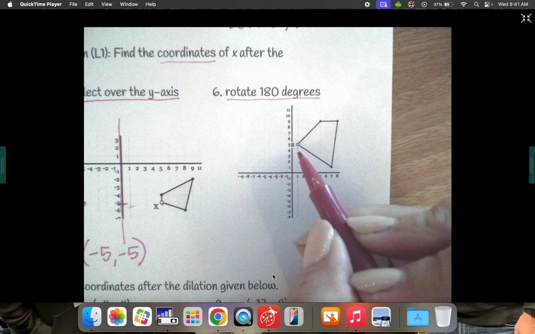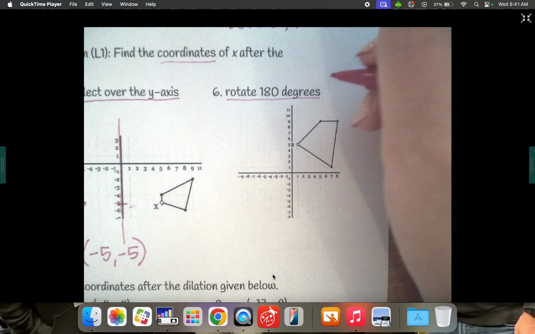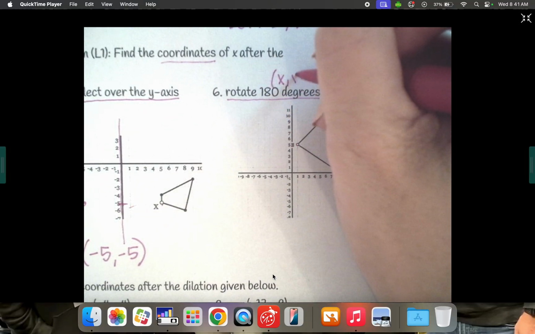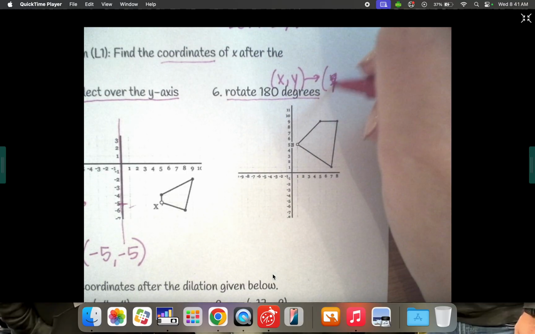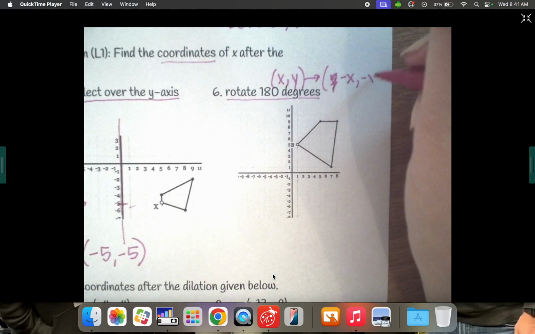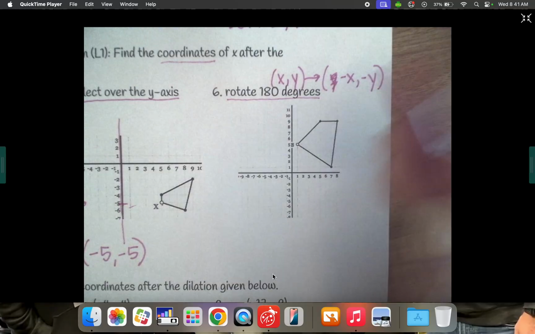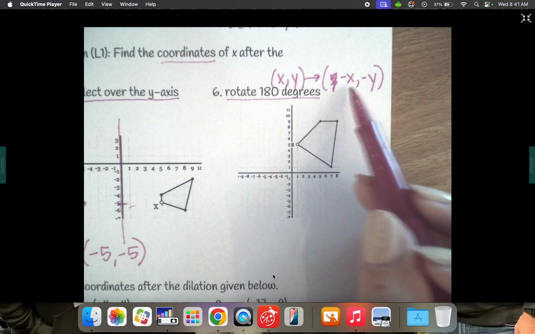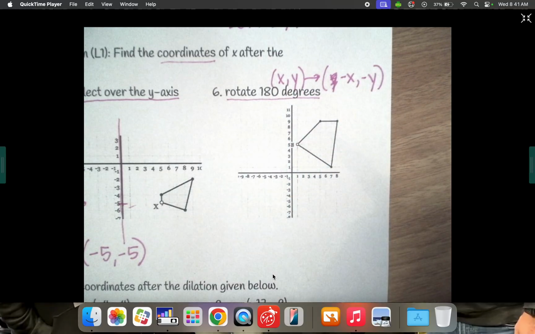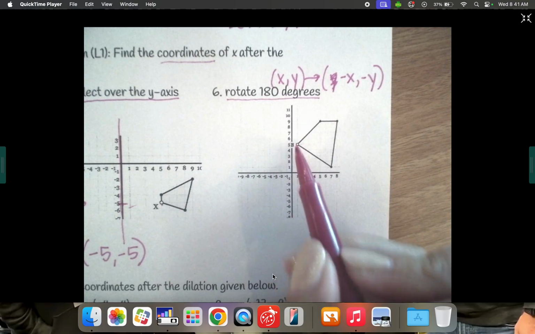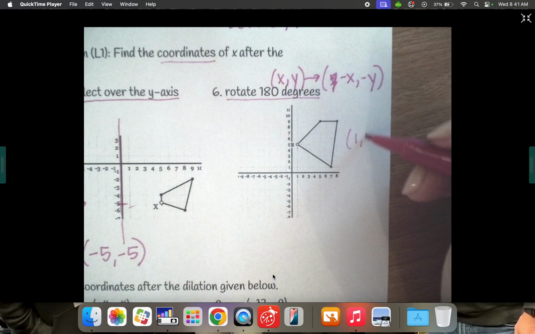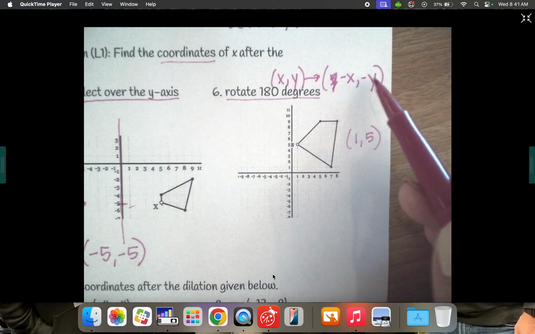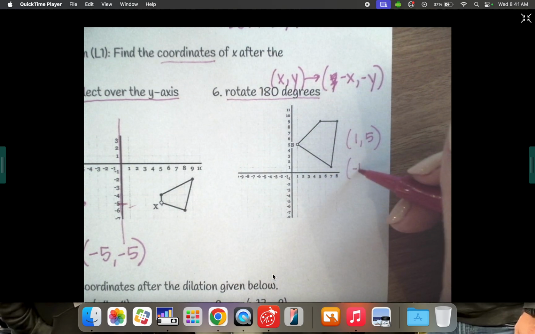If you get a 180, write what the coordinates are, and for a 180 degree rotation, I don't know if you remember this, but XY becomes opposite X, opposite Y. So whatever X and Y are, they're going to be the exact same, but they're both going to become opposites. So B right now looks like it's at 1, 5. So if we just make them both opposites, it's going to be -1, -5.